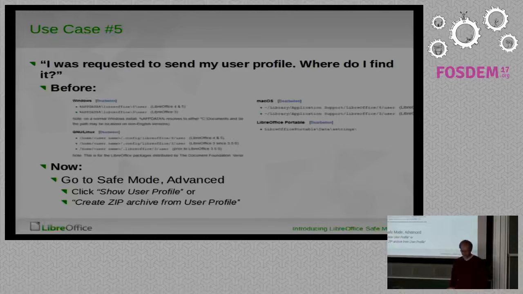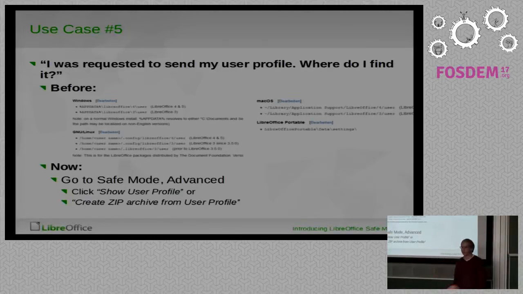Okay, another use case: I was requested to send my user profile to some bug tracker or some support system. Where do I find it? Before, we had a nice wiki page with instructions. On Windows it is in AppData, LibreOffice, user. And on Linux it is in the home directory, .config, LibreOffice, user, etc.